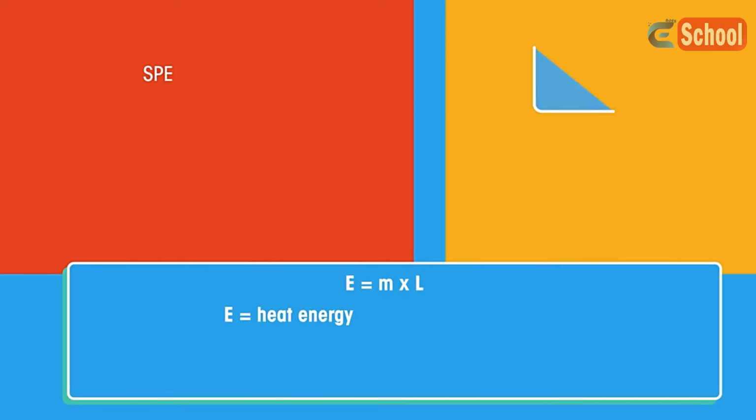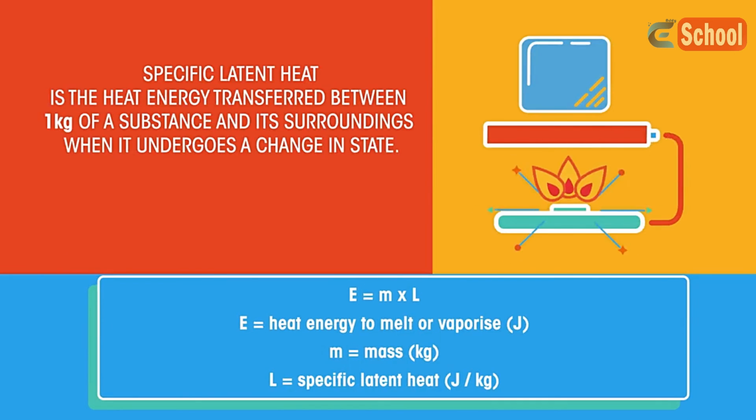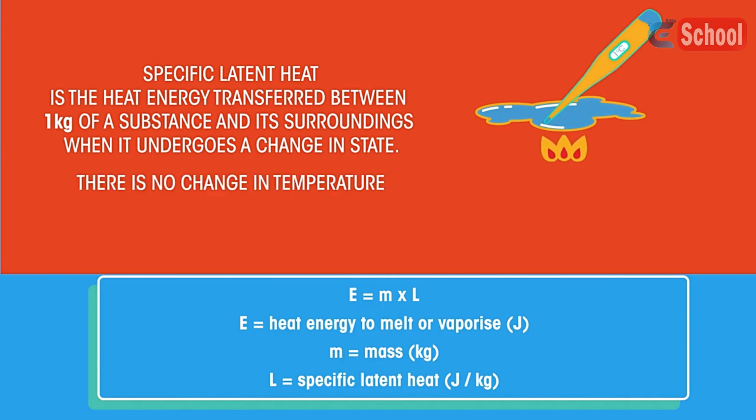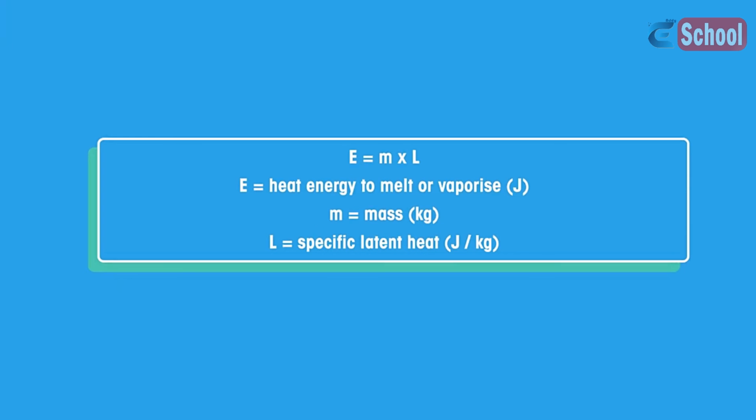So in summary, specific latent heat is the heat energy transferred between 1 kilogram of a substance and its surroundings when it undergoes a change in state. There is no change in temperature, and we calculate it using this equation.